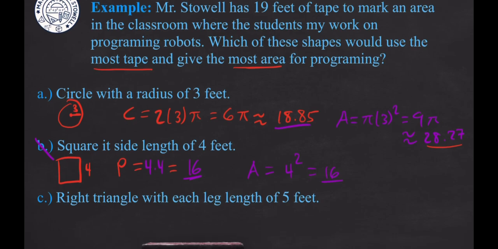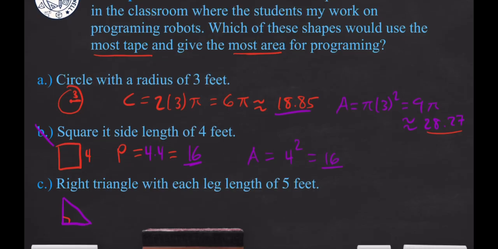Right triangle with each leg being 5. So if you have a right triangle, that means that we have one of the angles being 90 degrees. Let me make sure that I have this as an actual triangle. Make it closed. If both legs are 5, that means that the length beside the right angle is 5, and this other one is 5. Okay. If we want to find perimeter, we need to know this side right here. We need to know what the hypotenuse is.